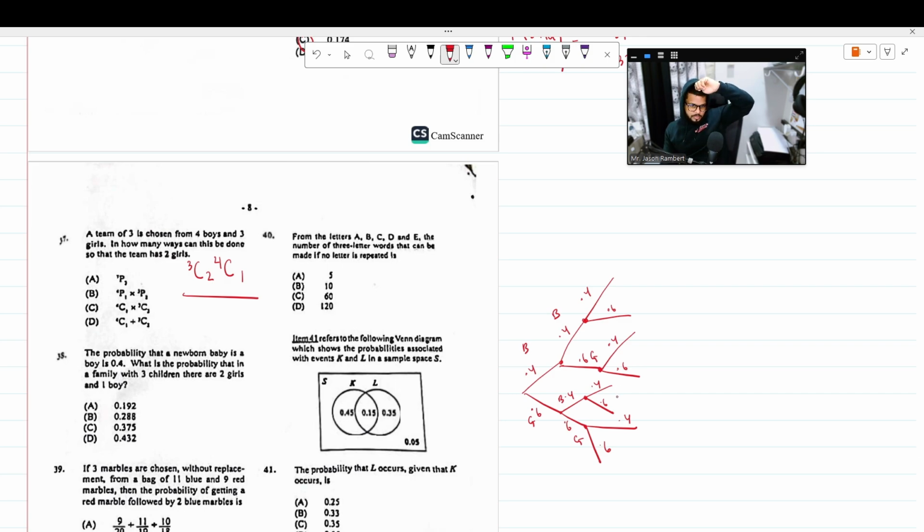Alright, so what's the probability that 3 children have 2 girls and 1 boy? So let me go along the branches. 2 girls and a boy is going to be a boy and then 2 girls. So 0.4 by 0.6 by 0.6. Then we could have a girl and a boy: 0.6 by 0.6 by 0.4.